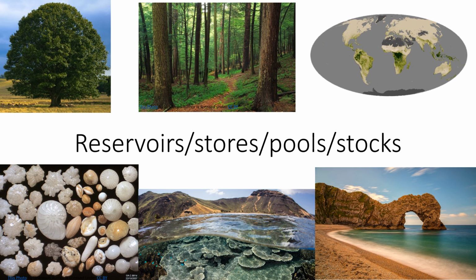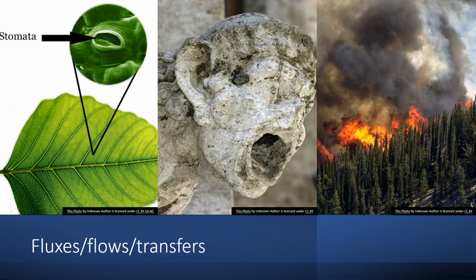So that's our stores. There are others as well, but these are some of the main ones we need to think about. We also have movement of carbon between different locations, and these tend to get called fluxes or flows or transfers. I'm going to try and stick with the term transfer, but essentially this is the movement of carbon between different stores. Okay, and I've picked three examples here.